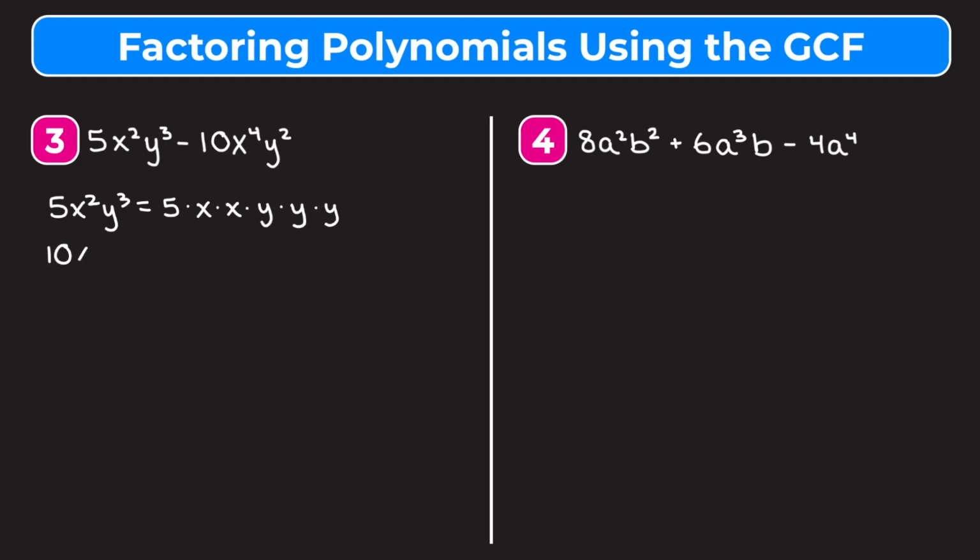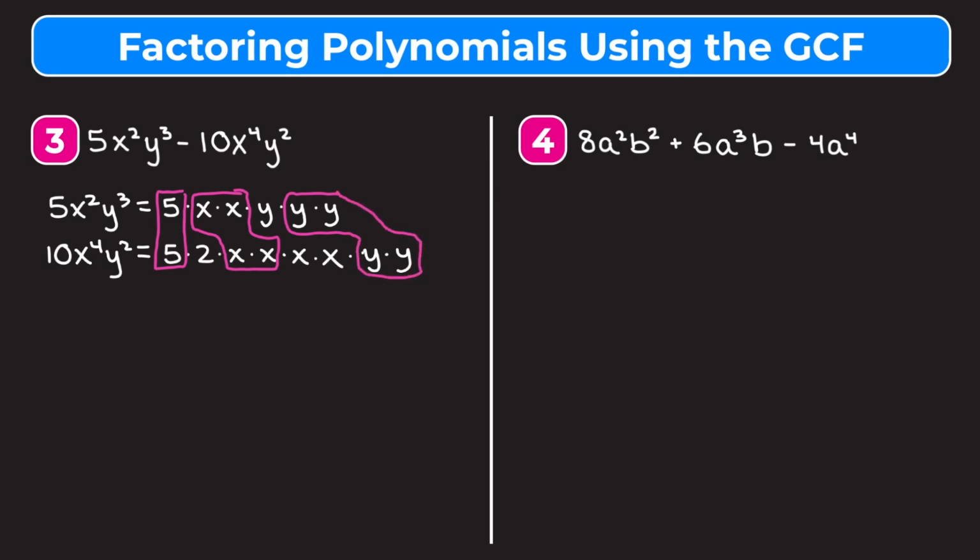And now let's write 10x to the fourth y squared as a product of factors. So 10 is the same as 5 times 2. X to the fourth is x times x times x times x. Y squared is y times y. And now let's circle what they have in common. So they've got a 5 in common, and they've got 2 x's in common, and they've got 2 y's in common. So I'll circle the y's over here.